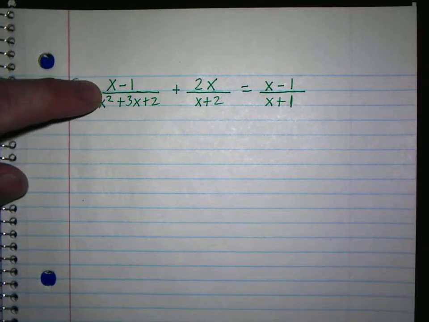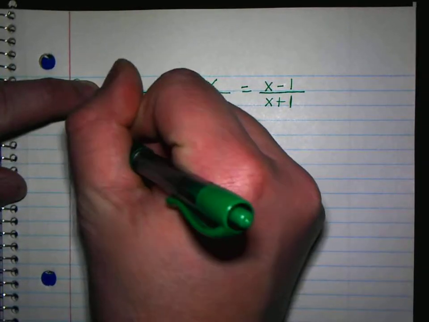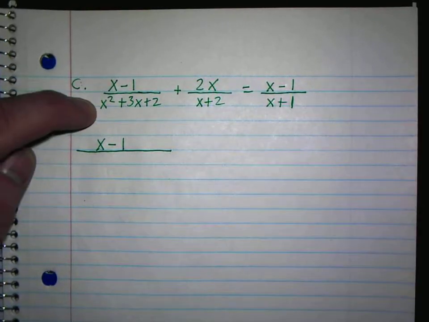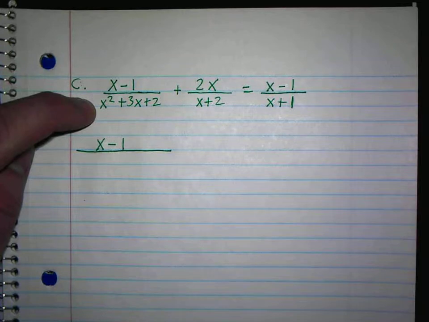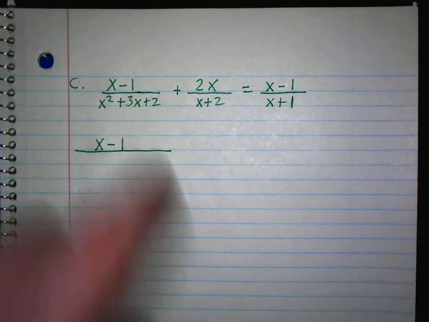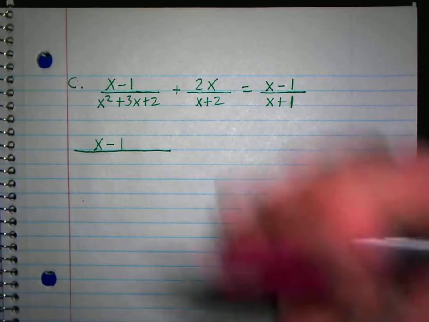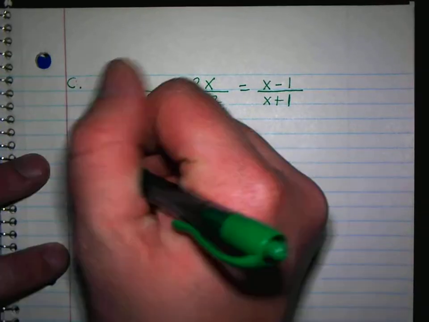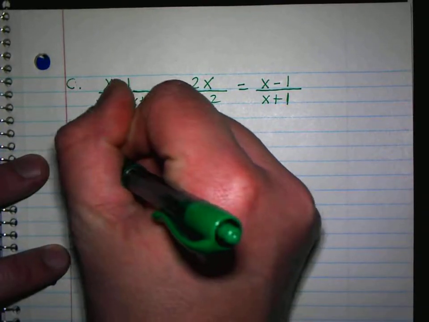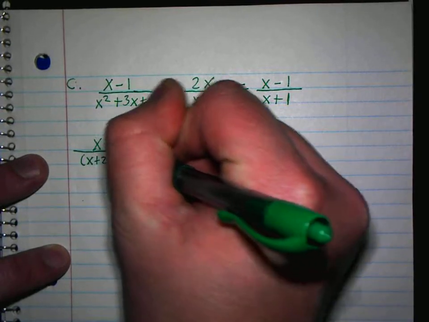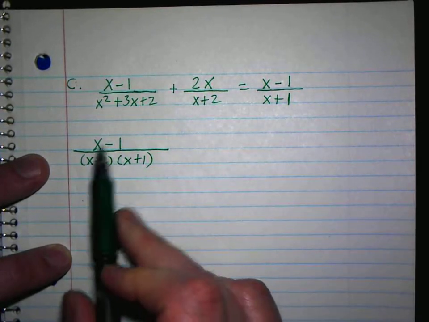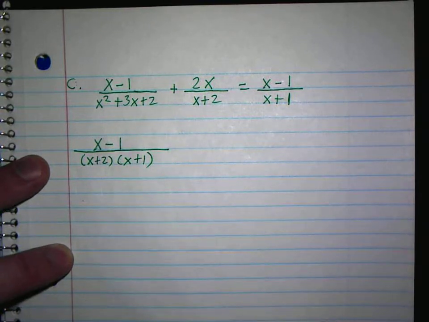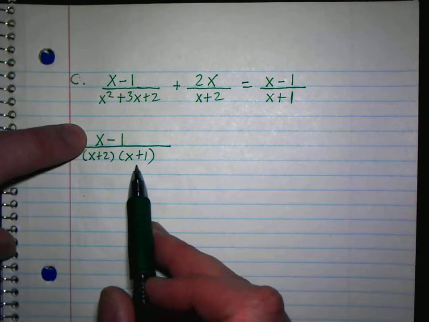Okay? And so I have x minus 1. That doesn't factor. And then x squared plus 3x plus 2. What two numbers multiply to 2 and add to 3? It's 2 and 1, right? So it's x plus 2, x plus 1. Does anything cancel? Nope. These don't cancel, do they?